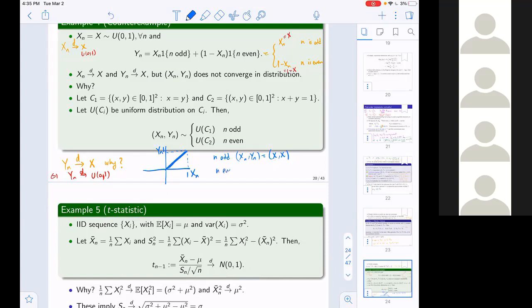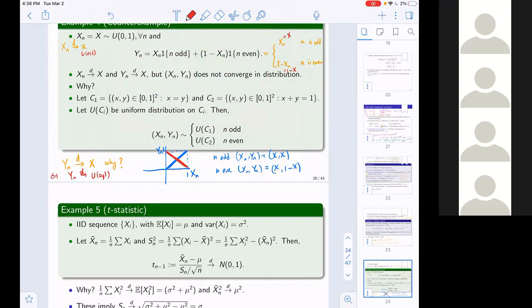So how about n even? (Xn, Yn) would be (X, 1 minus X). So what is that distribution? The other diagonal. Okay, great. So that would be this guy, uniformly distributed on this. And you can see both of them have the same marginals. The marginal for the first coordinate is uniform. The marginal for the second coordinate in both cases is uniform. So if you project onto these two coordinates, for both you get uniform distributions, but the joint distributions are different.